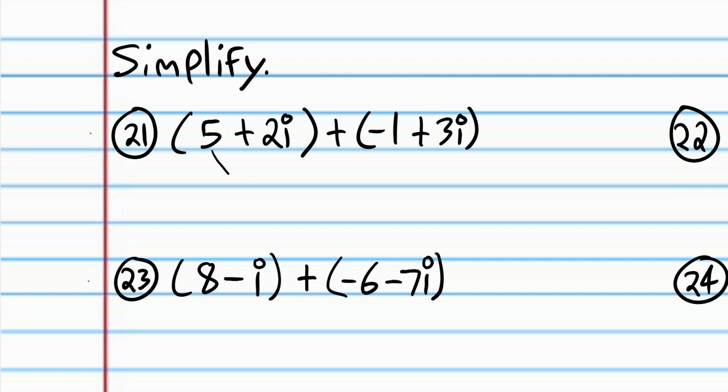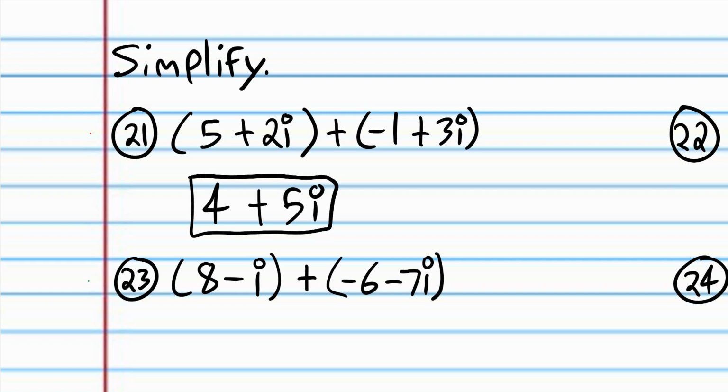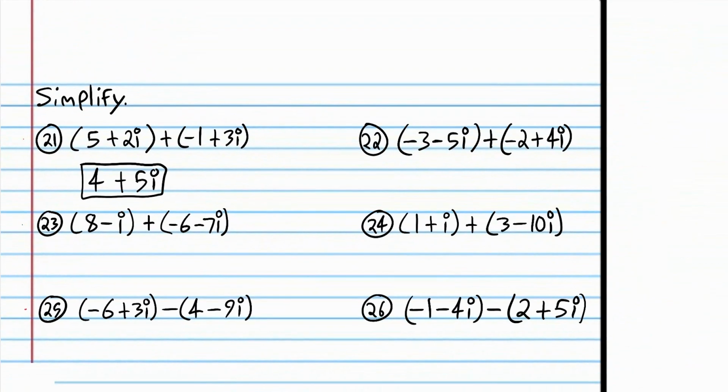What you're going to do is add the real parts. 5 plus negative 1 is 4. And then you're going to add the imaginary parts. 2i plus 3i is 5i. So that's the good news, is that imaginary numbers are very easy to work with.